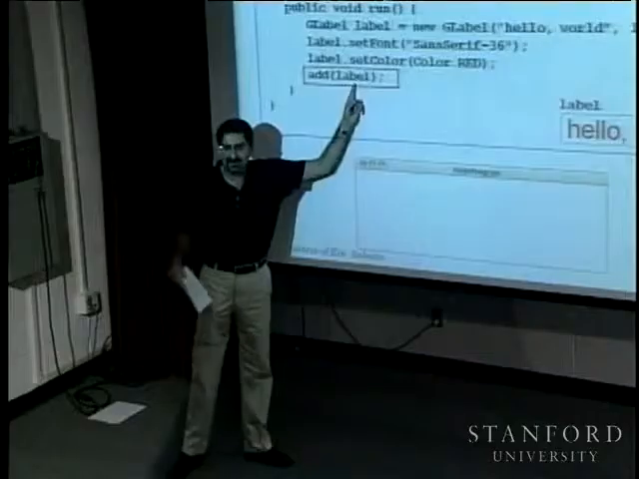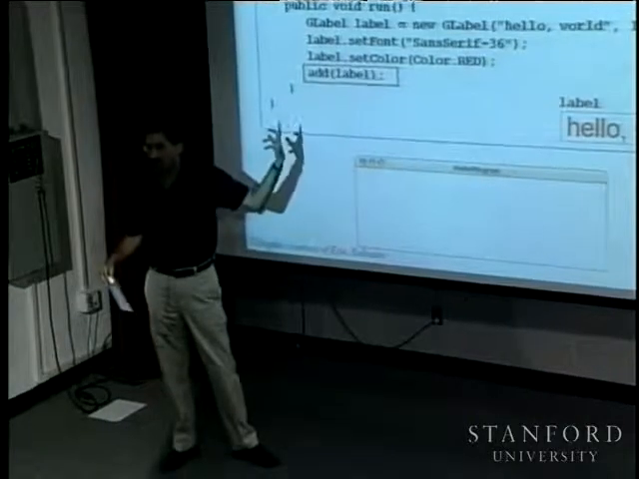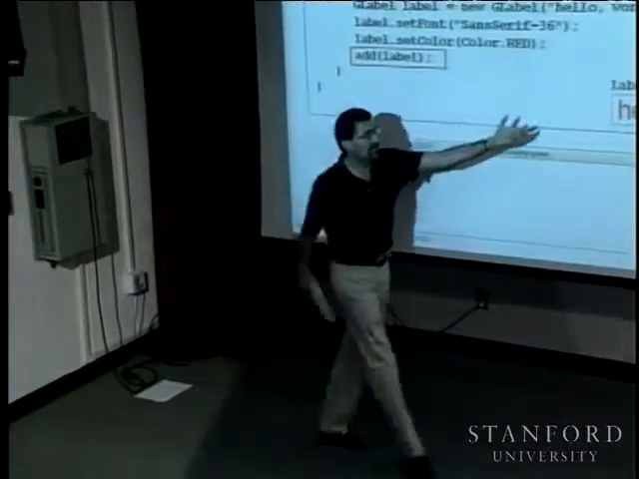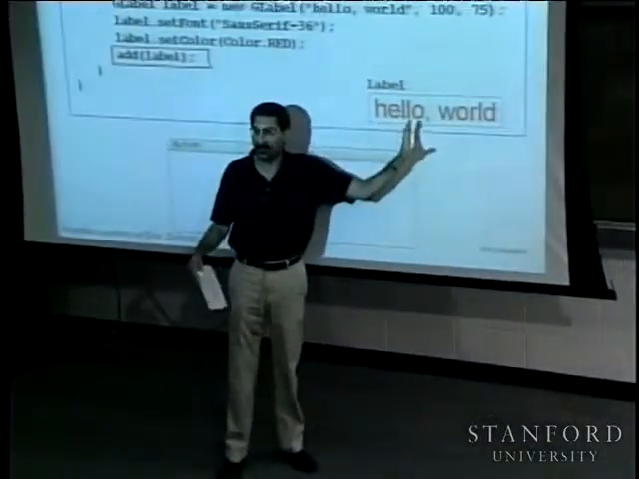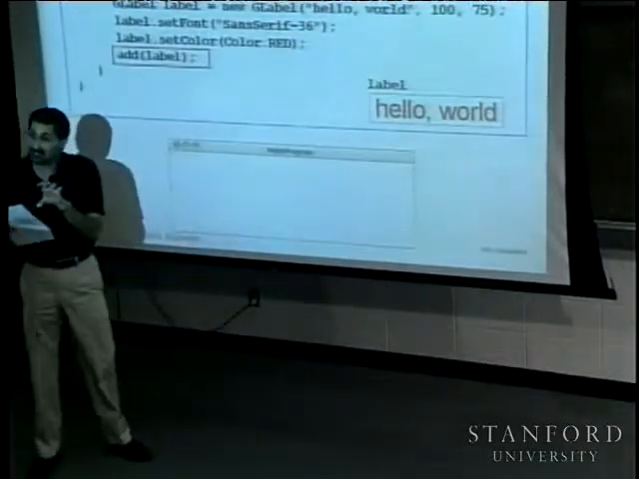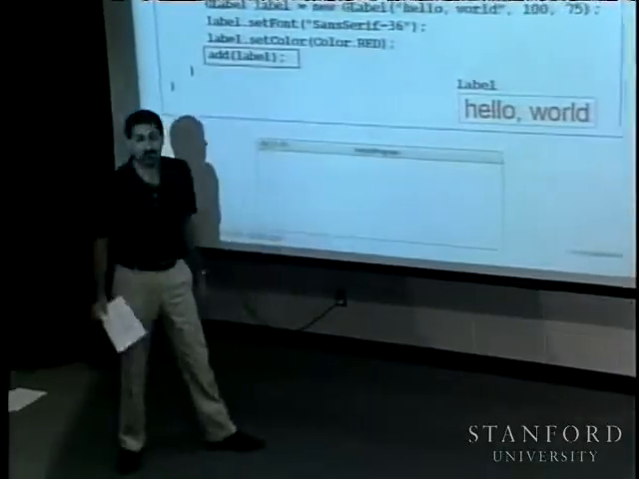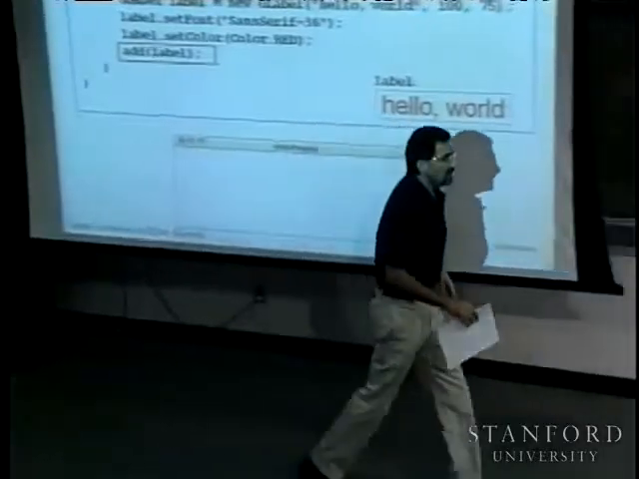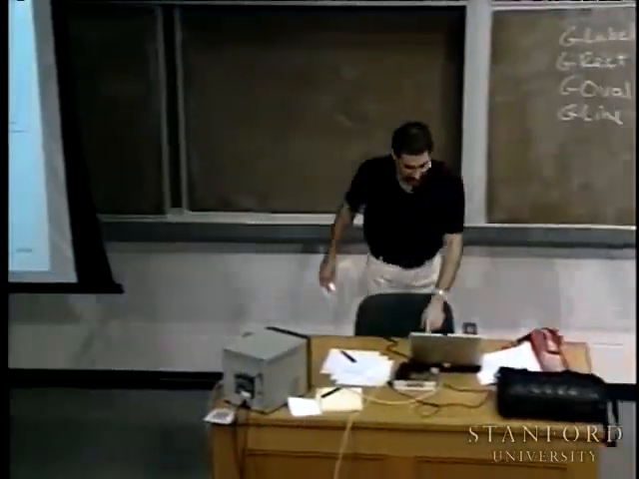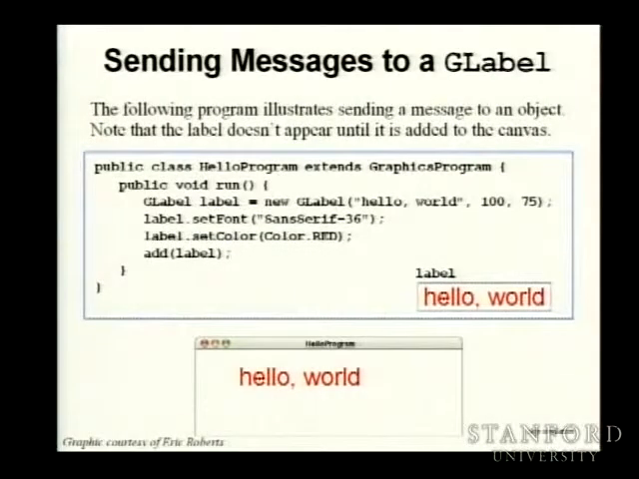I say add and the name of the object that I want to add, right? Because now I'm holding this little object called label. This is my little felt hello world. And I want to say, hey, take the felt hello world, it's so cute, and just stick it in the world. So we add it to the graphics program, basically. And it shows up on the screen where it knows it's supposed to show up, at 100, 75.